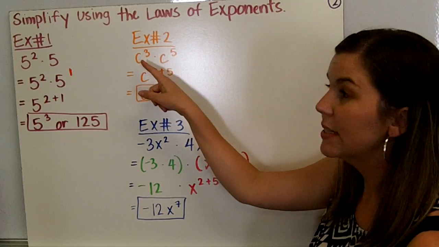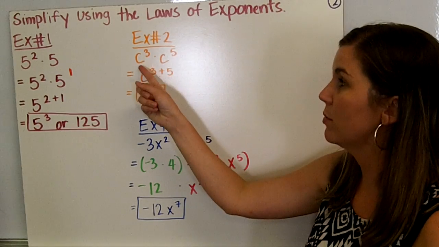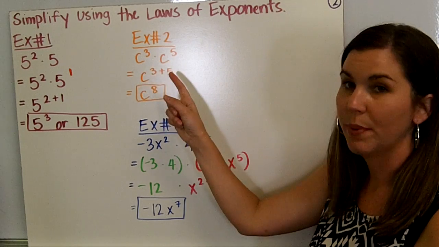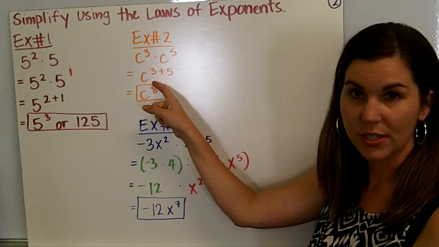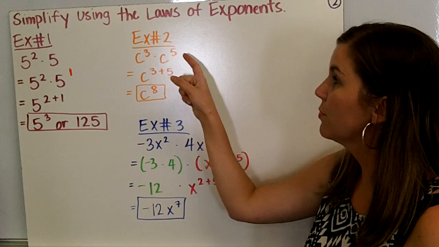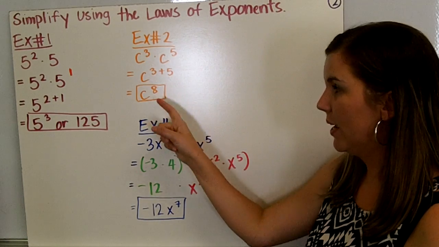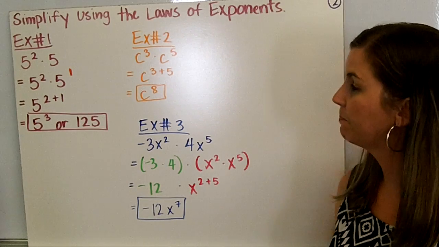Example number 2. Same thing works if you have variables for your bases. C to the third power times c to the fifth power. Keep the base, which is c, and add the exponents. 3 plus 5 gives you 8. So c to the 8th power.